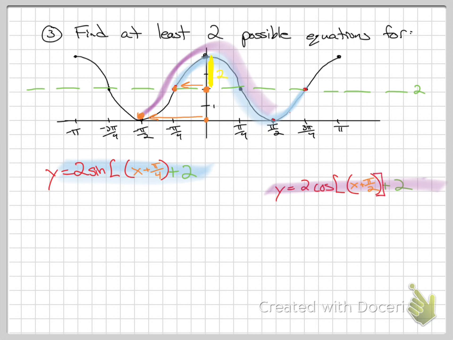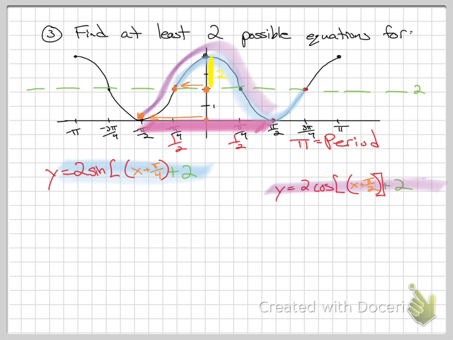Last thing is period. For both of these, because it's the same graph, right? It's one graph, so they're going to have the same period. If we look at cosine, the purple one, the period is from negative pi over 2 to positive pi over 2. What's that distance? From negative a half to positive a half. So if it's half a unit to the left and half to the right, it's got a total of pi for the period.